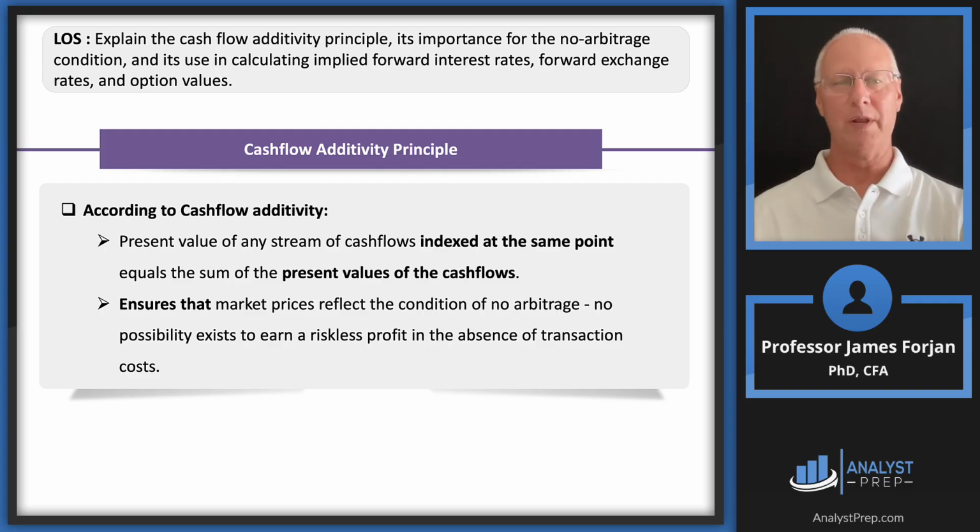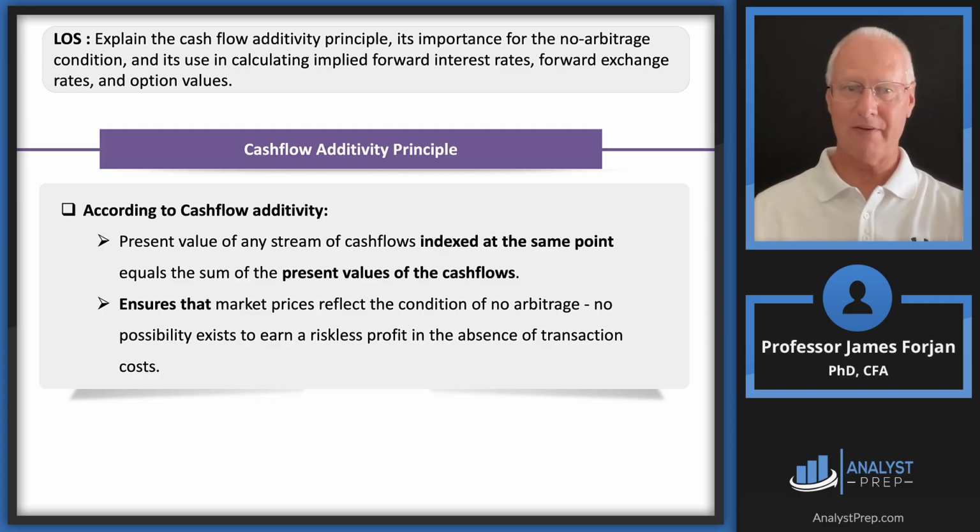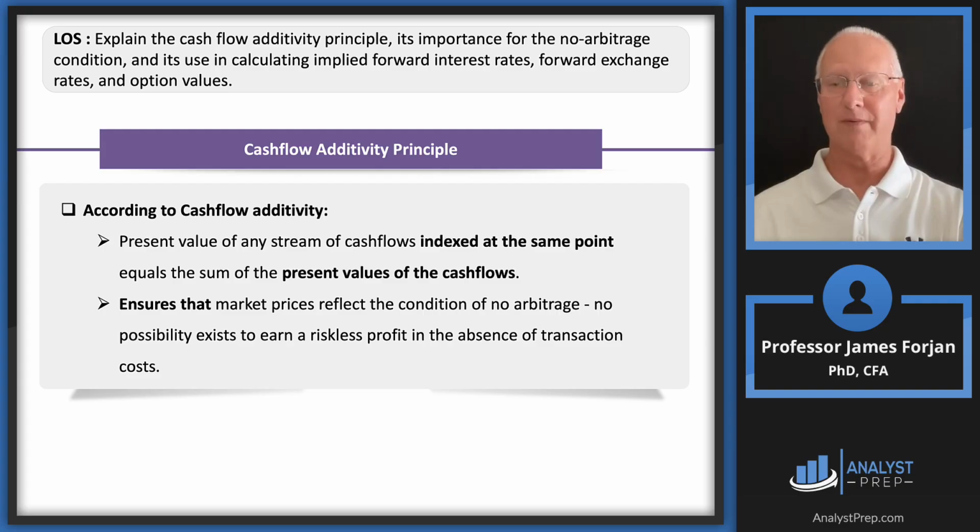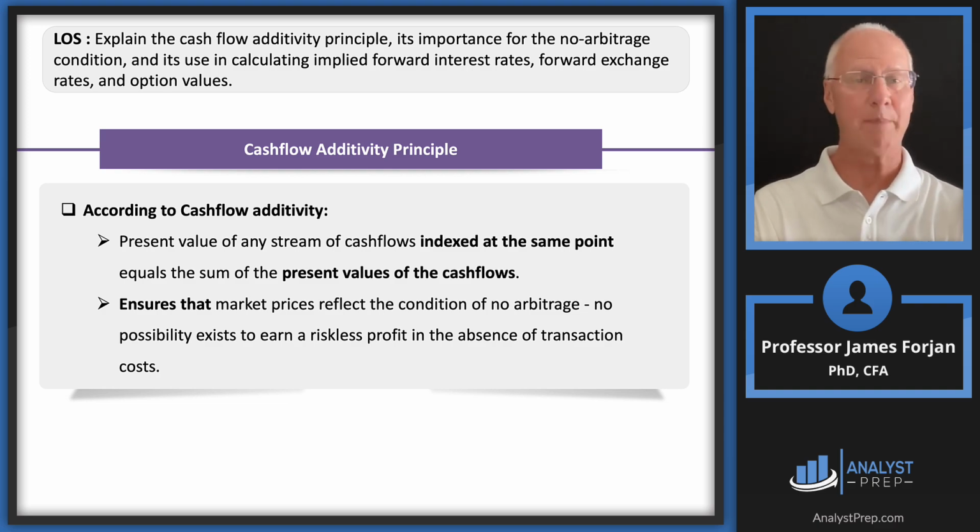Look at the second arrow point. This cash flow additivity ensures that market prices reflect the condition of no arbitrage. All right, so here's a really cool concept that we'll talk about till the very, very end of Level 3. Arbitrage means that you have an investment opportunity that requires no capital on your own part, no initial investment, no risk, but a positive expected return. Doesn't that sound like something we want to learn about?